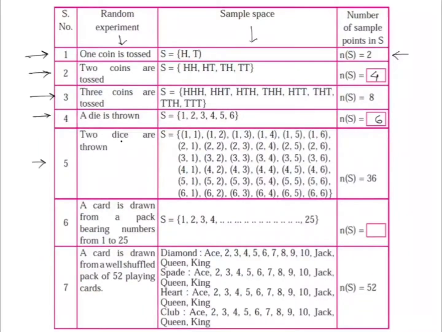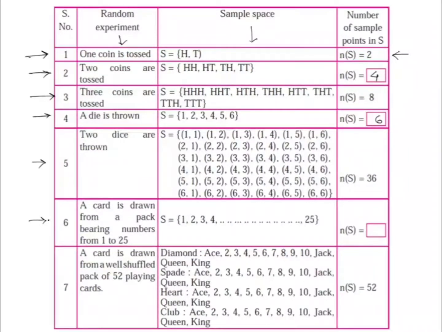Suppose if we throw two dice simultaneously, then we get two numbers for each outcome. That is, on the first die we can get 1 and on the second also we can get 1. For the second result, on the first die we can get 1 and on the second we can get 2. So in this way we get up to 1 6. Similarly 2 1, 2 2 up to 2 6. Similarly 3 1, 3 2, 3 3 up to 3 6. In this way we can get 6 1, 6 2 up to 6 6. So these are total 36 outcomes. Therefore n of s is equal to 36.